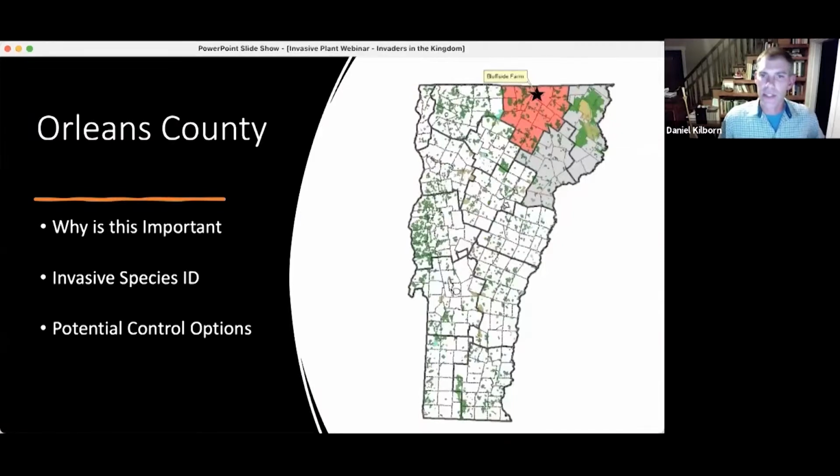Tonight we're actually going to focus on the work of one property in Orleans County as a case study. But this info will really be applicable regardless of where you are, as long as you're somewhere in New England or upstate New York. We've chosen to focus here because Orleans County, being one of the northeasternmost 3 counties in Vermont, what's often called the Northeast Kingdom, is maybe one of the least impacted by invasives in the state.